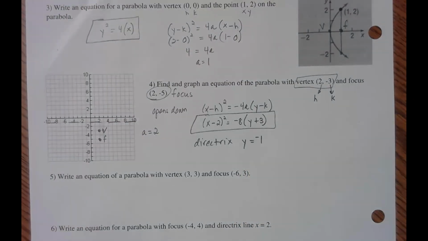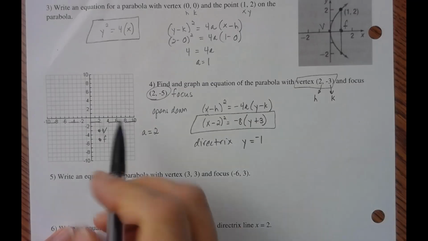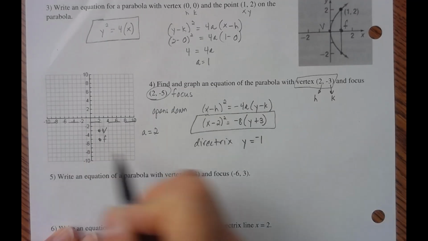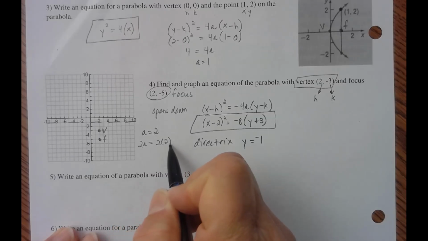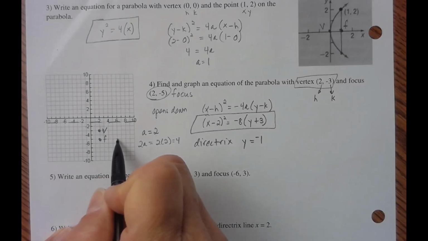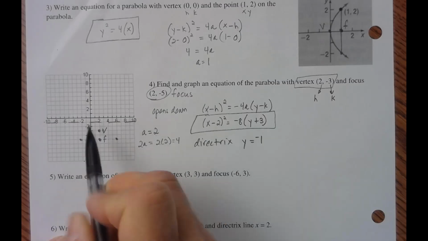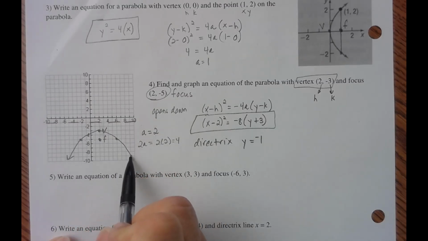And then in order to finish sketching the parabola, you need to draw in the latus rectum. So remember, the latus rectum is the segment through the focus. And all I have to do is go over 2a on both sides. So 2 times a is going to be 4. So I come out 1, 2, 3, 4. Other way, 1, 2, 3, 4. And then I can sketch my parabola.